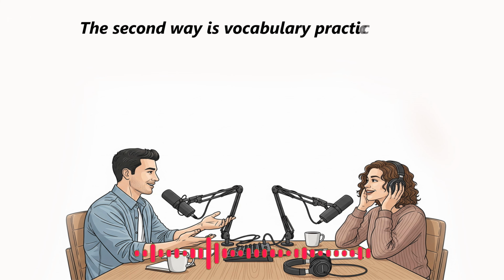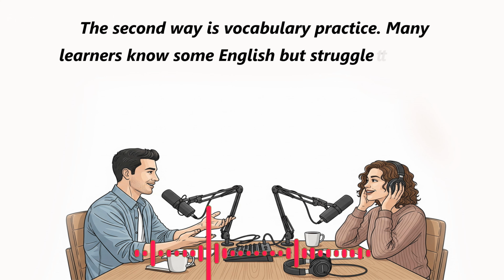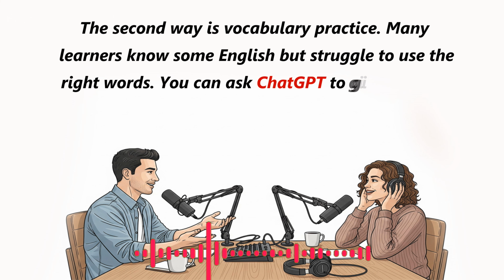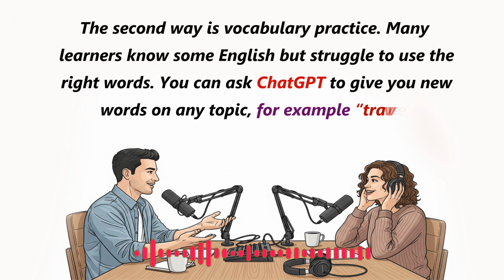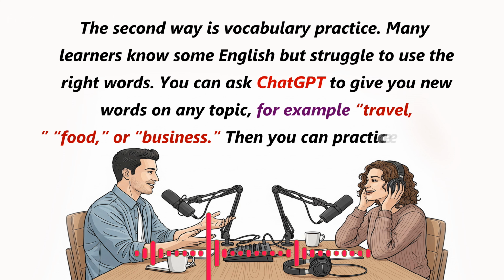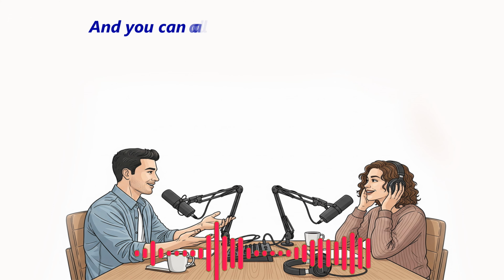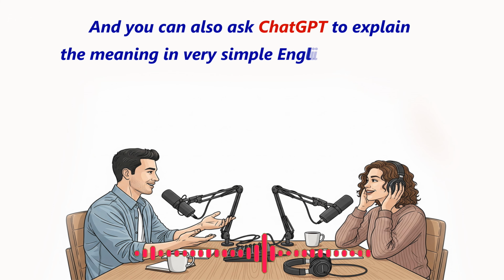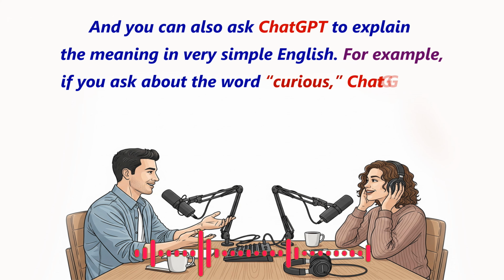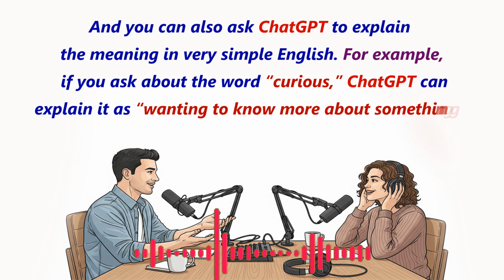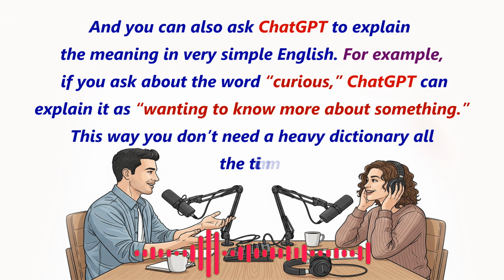The second way is vocabulary practice. Many learners know some English but struggle to use the right words. You can ask ChatGPT to give you new words on any topic. For example, travel, food, or business. Then you can practice sentences with those words. And you can also ask ChatGPT to explain the meaning in very simple English. For example, if you ask about the word curious, ChatGPT can explain it as wanting to know more about something. This way you don't need a heavy dictionary all the time.